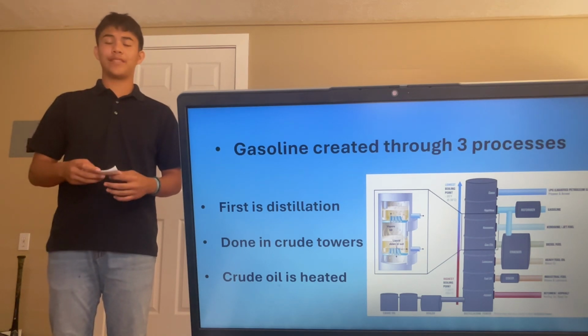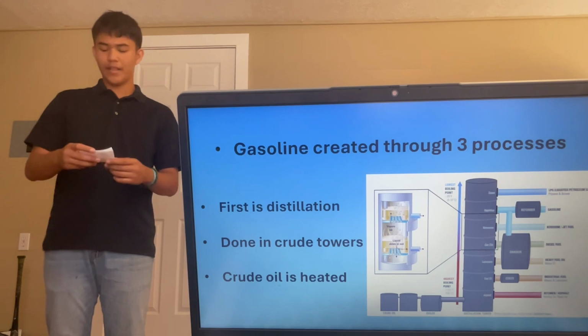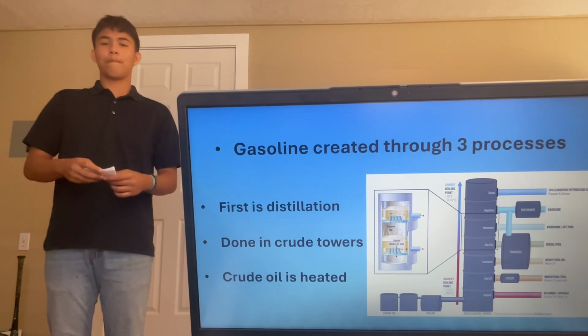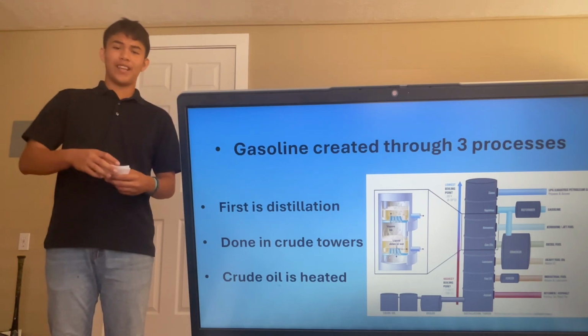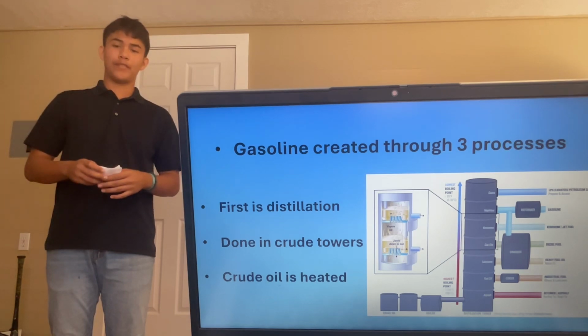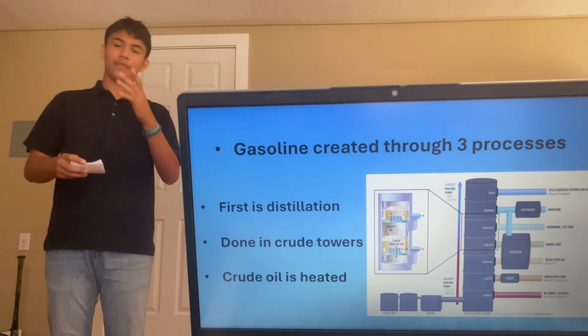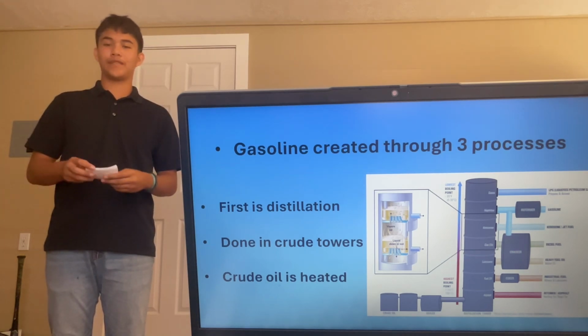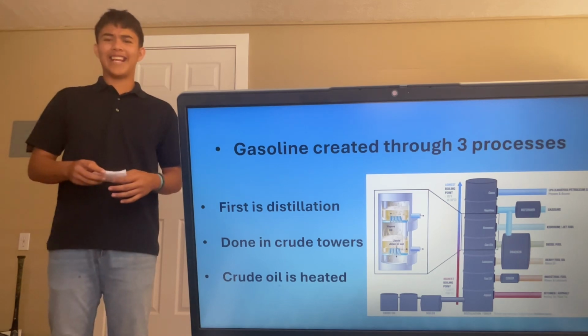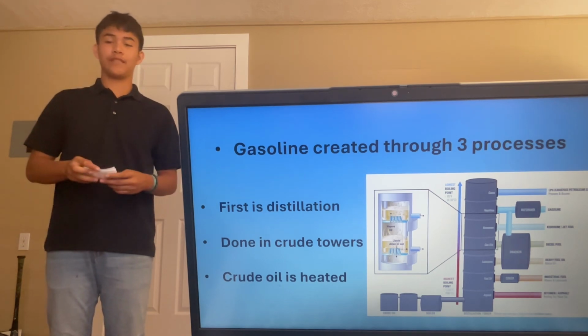The first of these steps is called distillation. This occurs in a crude tower, which is basically a cylindrical tube divided into different sections, and each of those sections is heated to a different temperature. Gasoline is only one of the byproducts of this process.